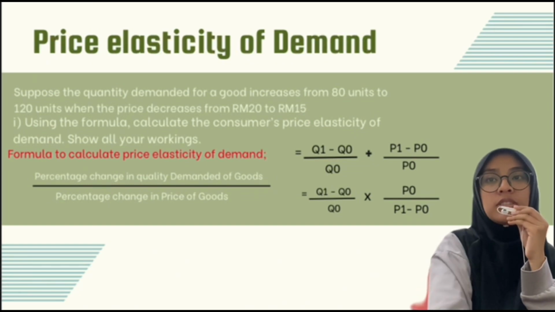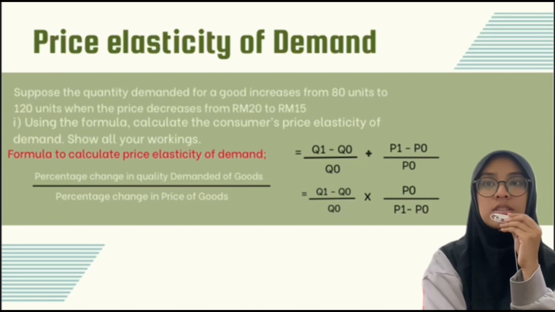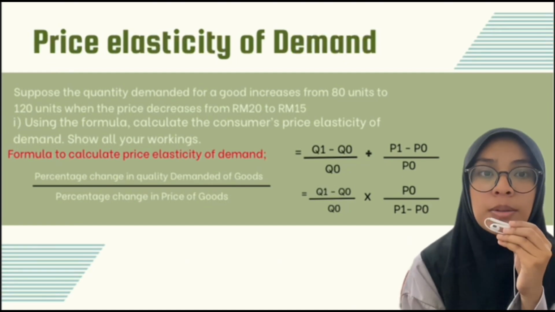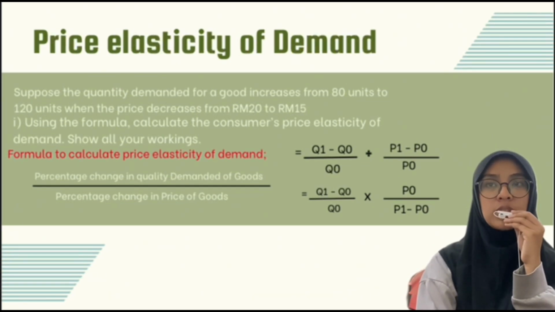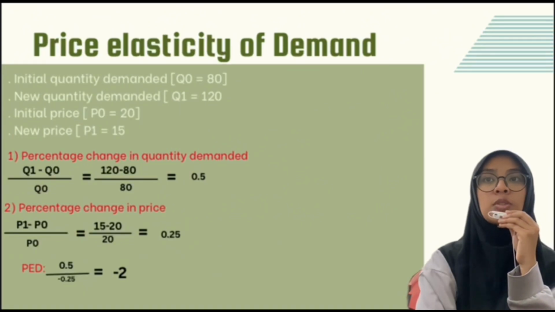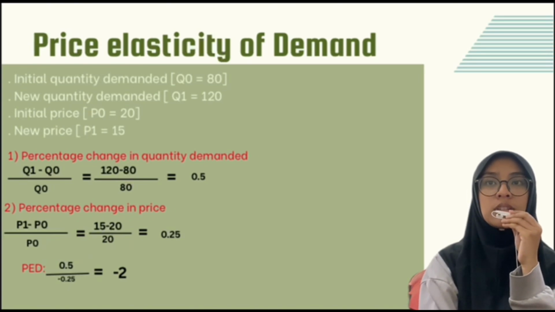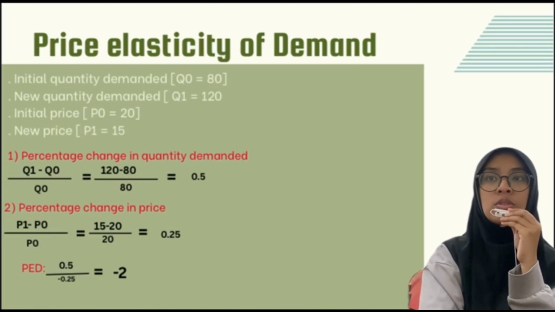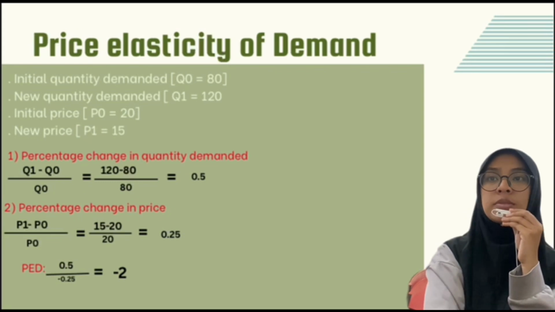I use this formula to calculate the price elasticity of demand. So, I use percentage change in quantity demanded of goods divided by percentage change in price of goods. So, to answer the first question, the initial quantity demanded Q0 equals 80, and the new quantity demanded Q1 equals 120, and the initial price is P0 equals 20, and the new price is P1 equals 15.